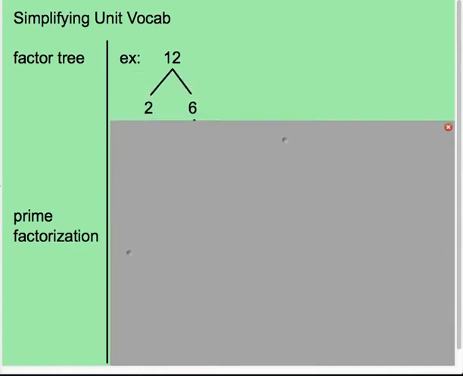2 is prime, so we are done with that branch of the factor tree. And we continue factoring 6. 6 is 2 times 3, which are both prime. So we are done with our factor tree. We use the factor tree to write numbers as prime factors or in prime factorization form.